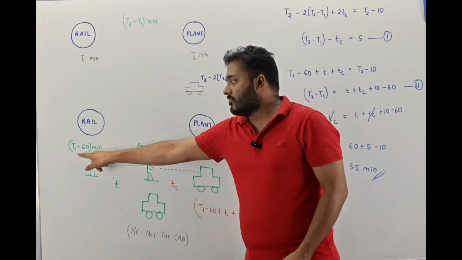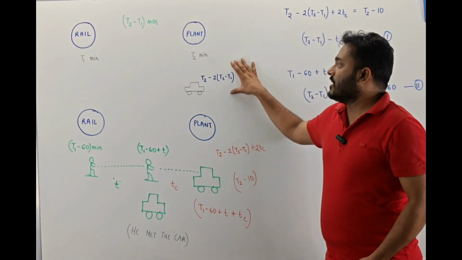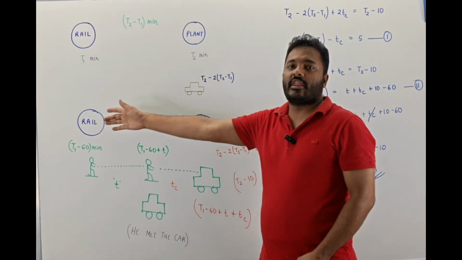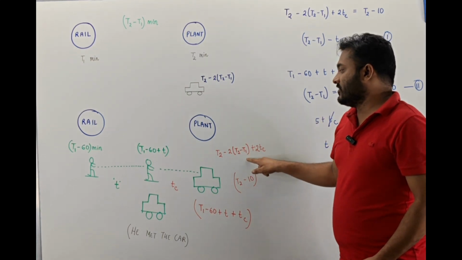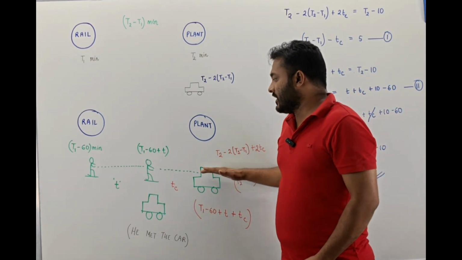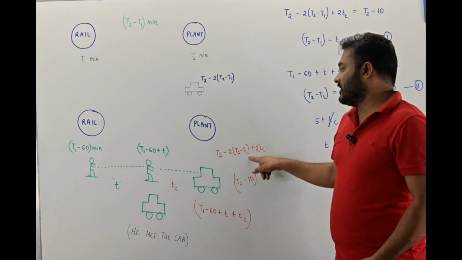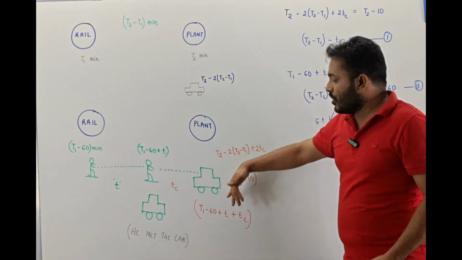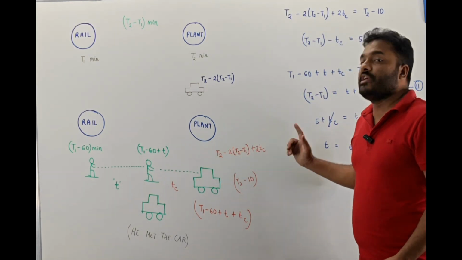So over here it will become T1 minus 60 plus T, and if the car leaves at the same time from the plant, unknowing that the engineer arrived early, it will take T2 minus twice of (T2 minus T1), and if the car is taking time Tc to reach him, it will be T2 minus twice of (T2 minus T1) plus Tc to reach the man, and then to come back along with the man, it will be T2 minus twice of (T2 minus T1) plus twice of Tc.